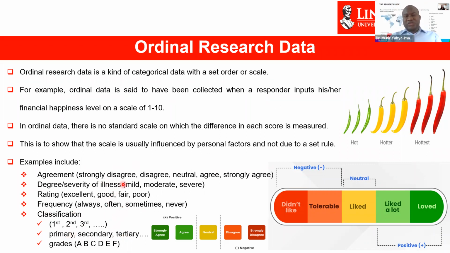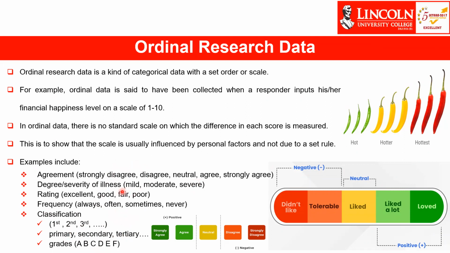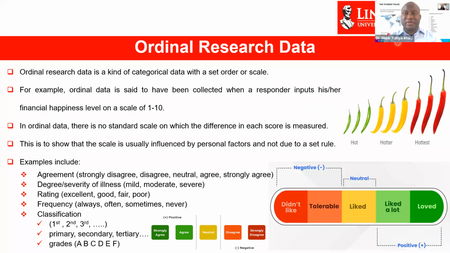Whenever you come across any data of this nature, know that you are dealing with ordinal research data. Always remember the first thing: ordinal research data is a kind of categorical data with a set order or scale. Whenever you come across something like that, you know that you are dealing with ordinal research data. And you can have dislike, tolerate, like, like a lot, love. You can have strongly agree, neutral, disagree, strongly disagree. I'm still going to say something about this now.